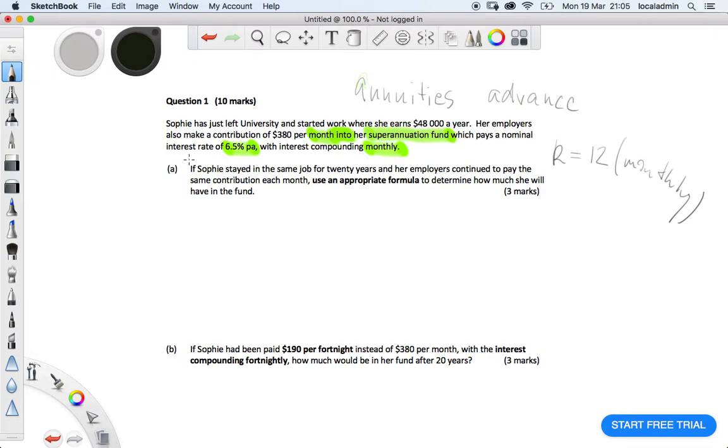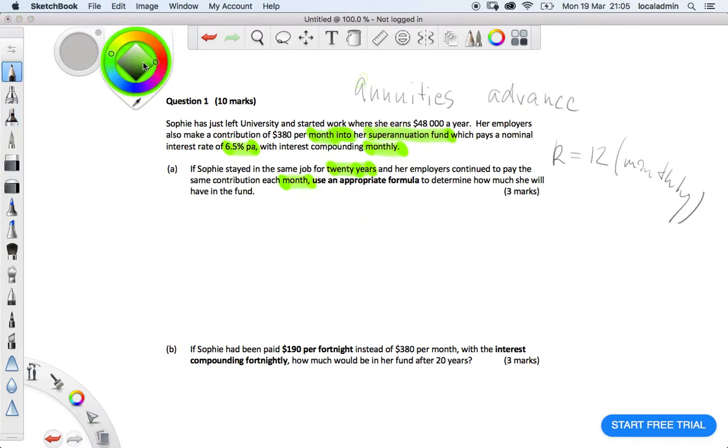Now the first question: if Sophie stayed in the same job for 20 years, now that seems to be important, and her employer continues to pay the same contribution each month, use an appropriate formula to determine how much she will have in the fund.